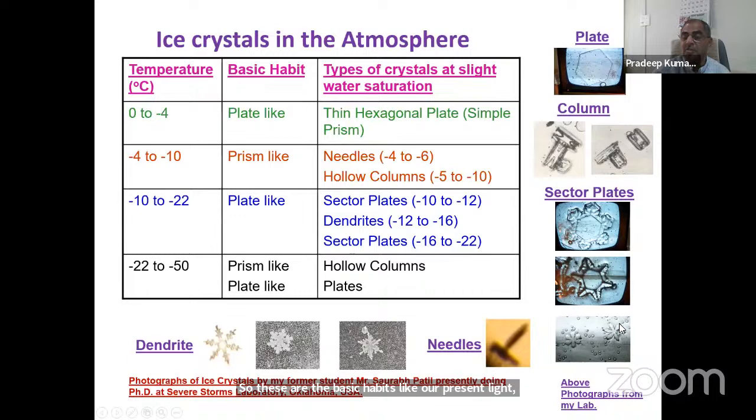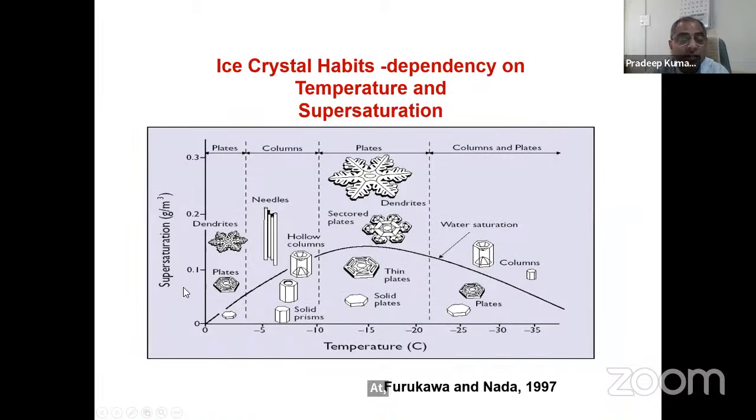Now, these photographs, from top to bottom, are taken from my laboratory. And these photographs were provided to me by my student, Saurabh Patil, who is presently doing his PhD at Xavier Storms Laboratory, Oklahoma. Now, with slight variation in the supersaturation with respect to ice, the shapes of ice crystals can vary.